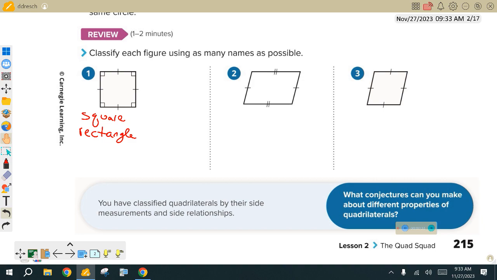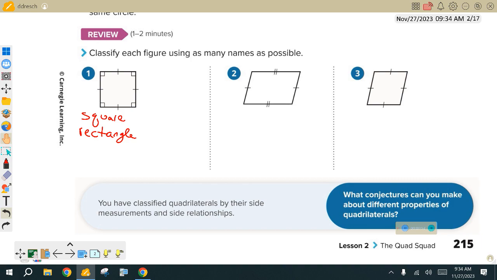Okay, with a rectangle, we've got right angles, and a rectangle, we've also got 2 pairs of congruent sides. It just so happens, though, in this particular one, all 4 sides are the same, right? So it's just a special case. What else, anybody, can we say?